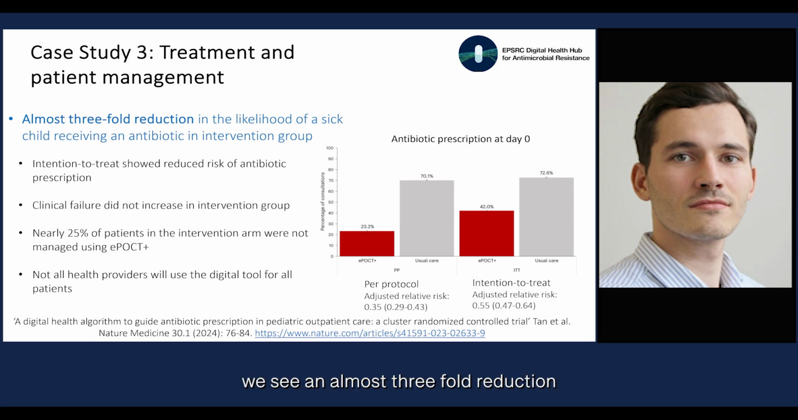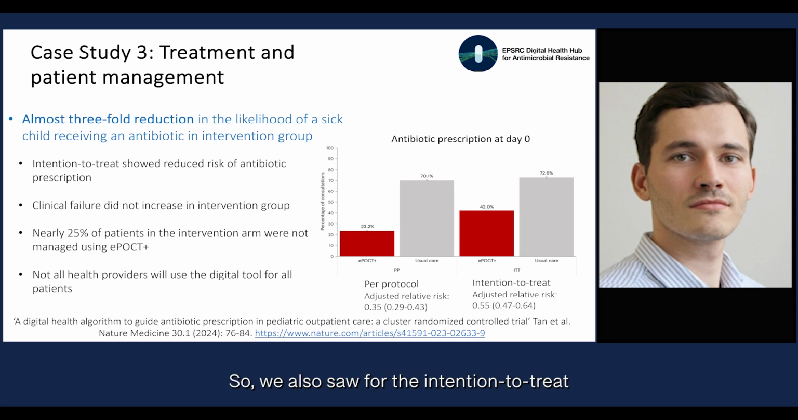So if we look at the results of the impact of this clinical decision support algorithm, we see an almost 3-fold reduction in the likelihood of a sick child receiving an antibiotic in the intervention group. This can be seen on the right-hand side. So in this red bar, we see the electronic point of care testing plus provided a 23% of antibiotics prescribed when participants were treated per protocol. And if we look at usual care, this is quite a bit higher at 70%.